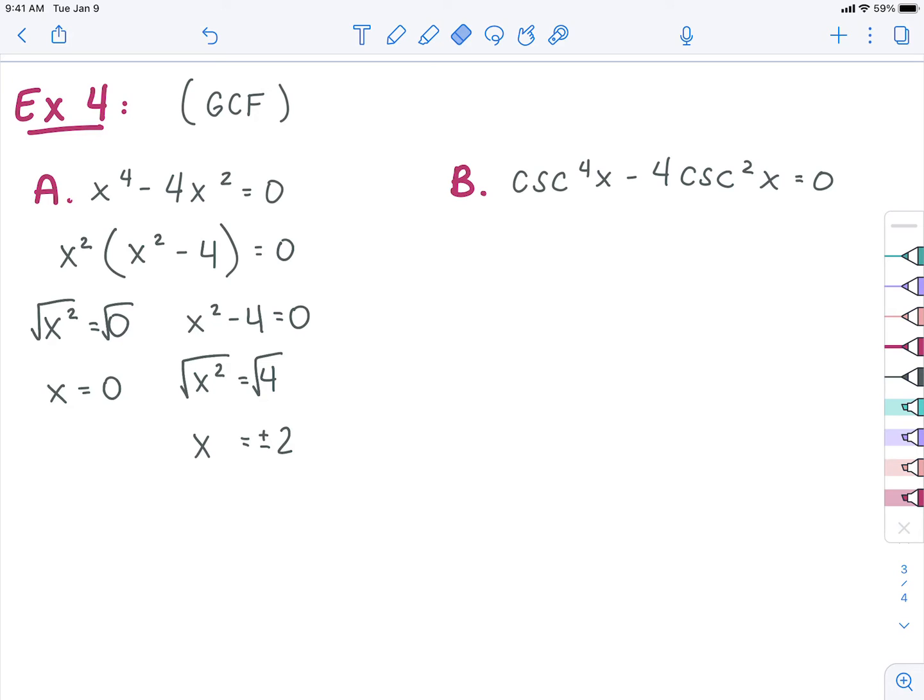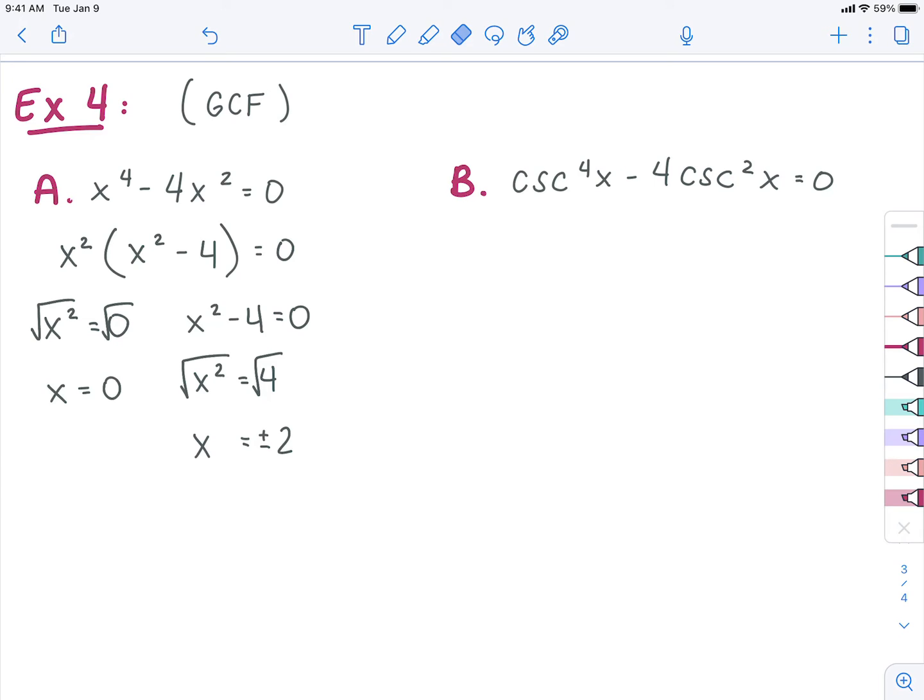So same thing again when we're dealing with b, where it's cosecant all to the 4th power minus 4 cosecant squared equals 0. So we're asking ourselves, what do they share? In order for us to even use the GCF, the first thing we've got to make sure is that we're working with the same trig functions, right? Because if I had a sine and a cosine, then they don't match, they don't share anything. They've got to have the same trig functions in order for those variables to be similar.